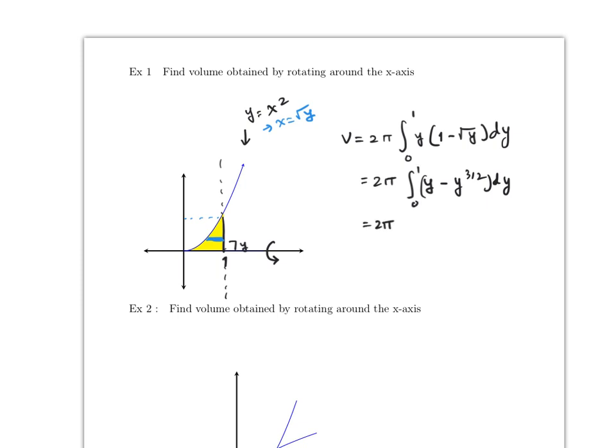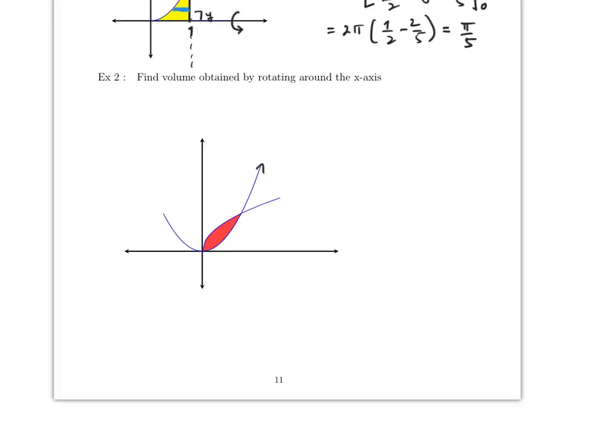So this will be 2 pi. This equals y squared over 2 minus y to the 5/2 times 2/5, and all of this is from 0 to 1. Once you plug in the values here, you should check that this is 2 pi times 1/2 minus 2/5. And you should check that this is exactly pi over 5, which is the exact same answer we got when we did the other method.